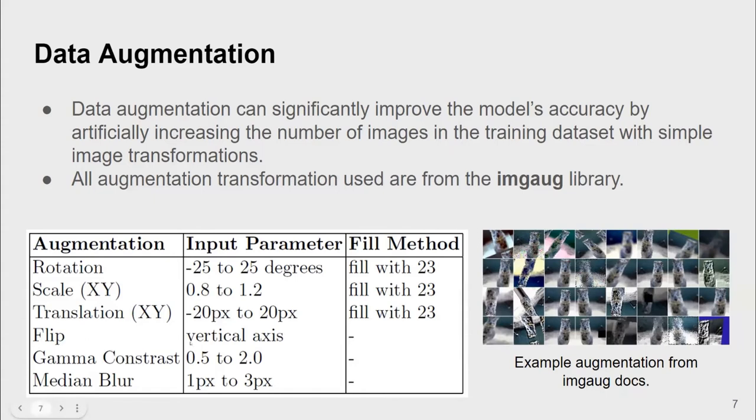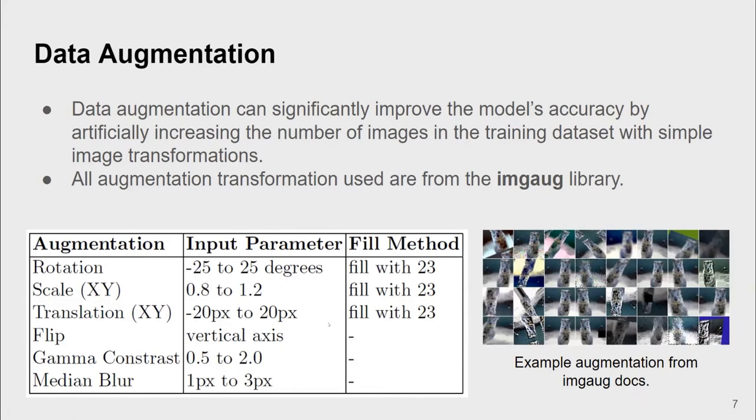We only used vertical flip, because using horizontal flip would introduce to the network the possibility of the sky being at the bottom of the image and the ground being on top. And this would only worsen the model. We also use gamma contrast and median blur. Here we have the input for the library.